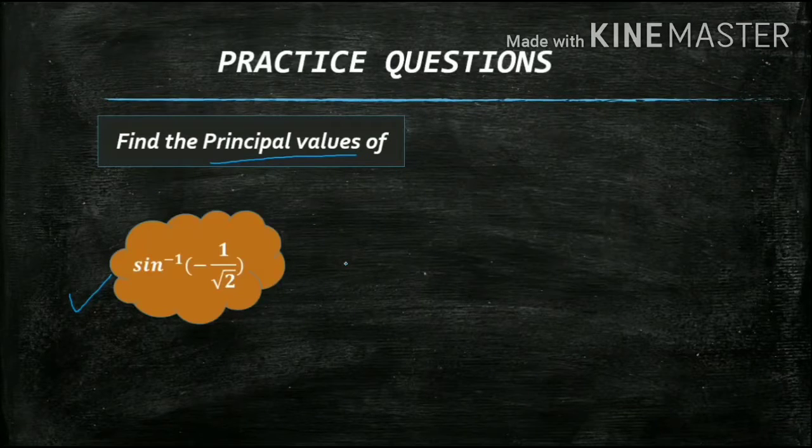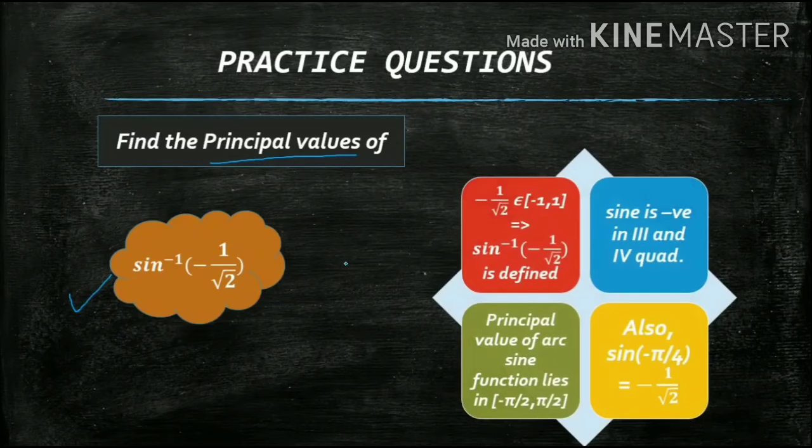I hope you have done them. Let me tell you. So, 4 steps for these 4 regions. First step: in short I have written this, but you need to elaborate this in your answer sheet in the examination. First, minus 1 by root 2 belongs to the closed interval minus 1 comma 1, right?